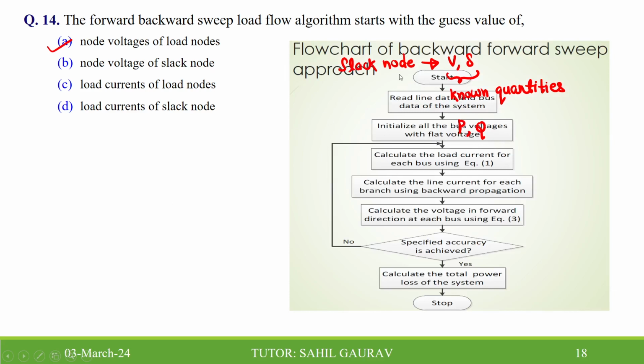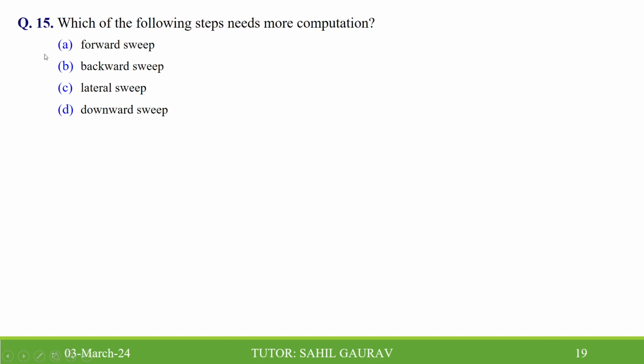So this is the step flow chart for backward forward sweep approach, and you can refer to the lecture notes. Now coming to the next problem, which of the following steps needs more computation? Forward sweep, backward sweep, lateral sweep, downward sweep. So what should be the correct option? Backward sweep. Yeah, backward sweep.